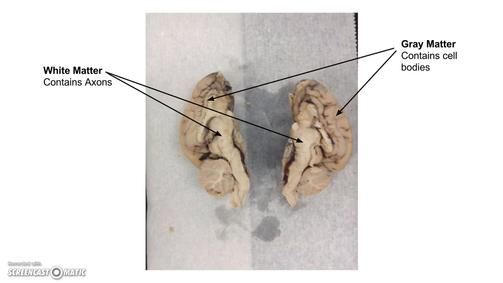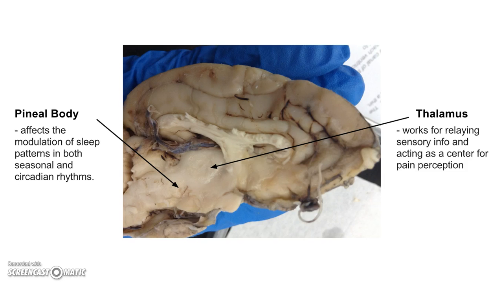The white matter contains axons that help the brain connect with the nervous system through the gray matter. The gray matter contains cell bodies and is a major component of the nervous system. The pineal body affects the mind's modulation of sleep patterns in both seasonal and circadian rhythms.